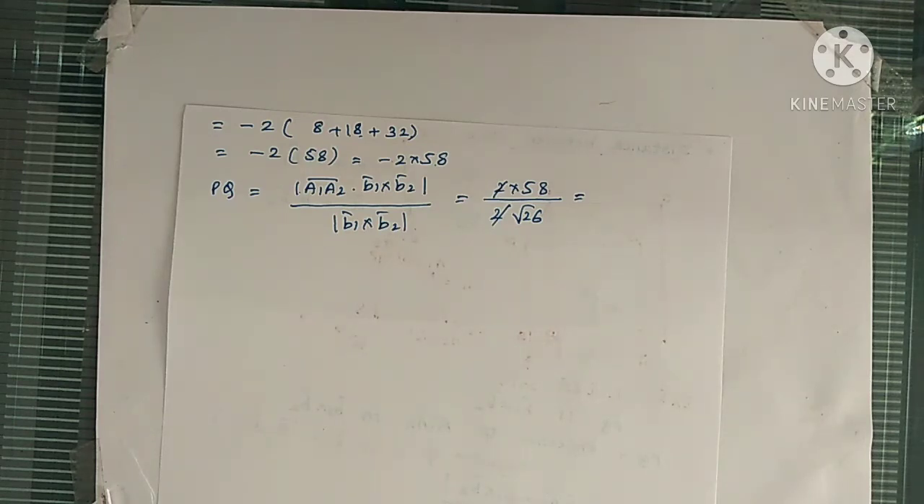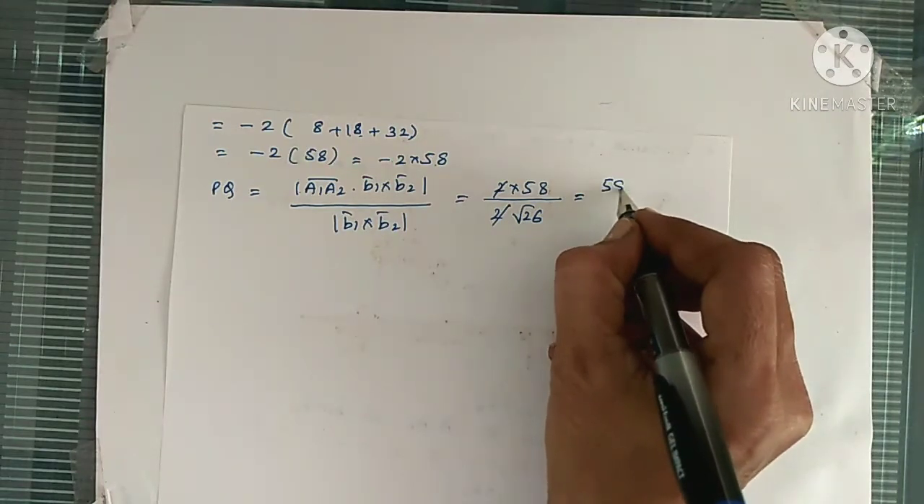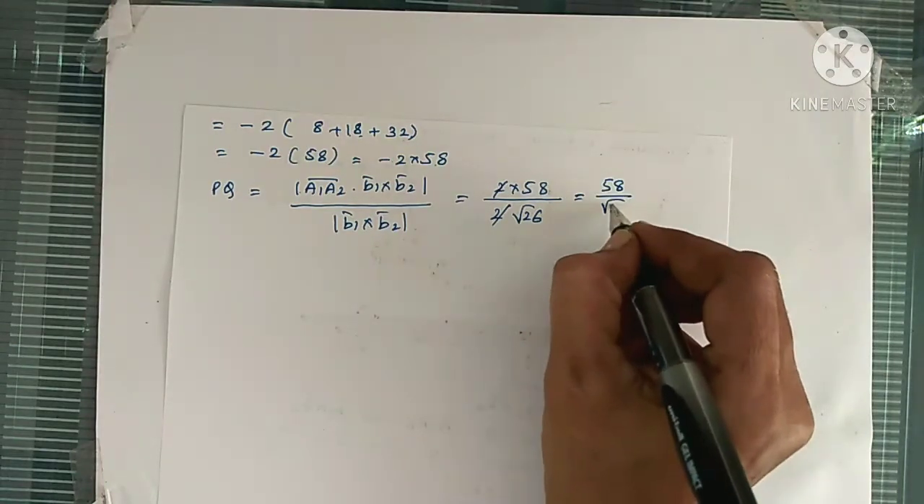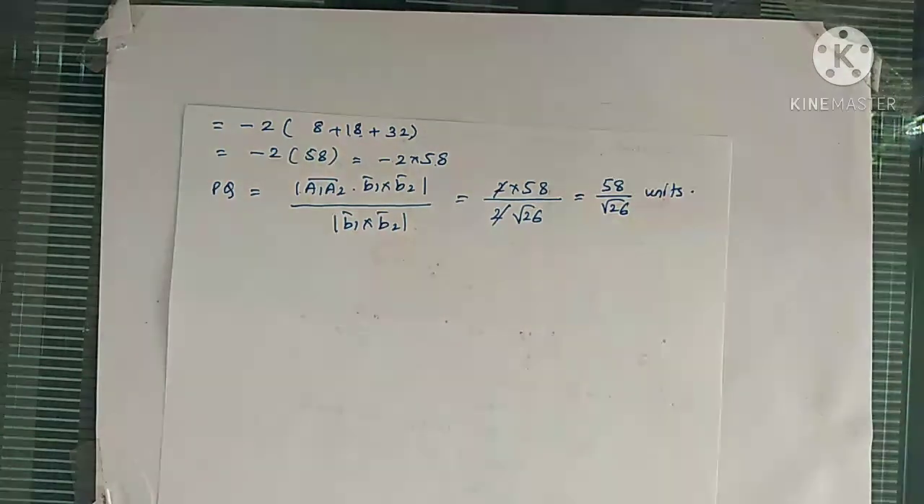It is 2 into 13, but we cannot take anything outside the square root sign. And 58 by root 26, let's write as it is. So 58 upon root 26 units. That is the distance. Okay.